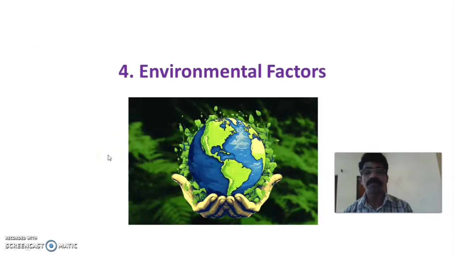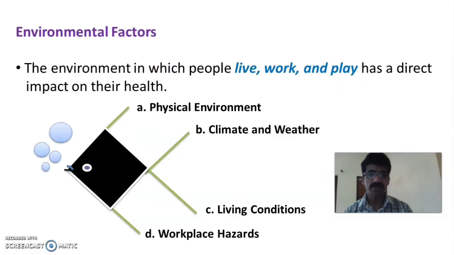So the fourth major factor is environmental factors. The immediate surroundings of a person or individual, where he lives in the society or community or workplace, and even the place where the person used to play, all indirectly impact their health. Environmental factors include physical environment, climate and weather, living condition of the individual, and workplace related hazards. The sub factors of environmental factors include physical environment, climate and weather changes, living condition and situation of the person, and workplace hazards and problems.